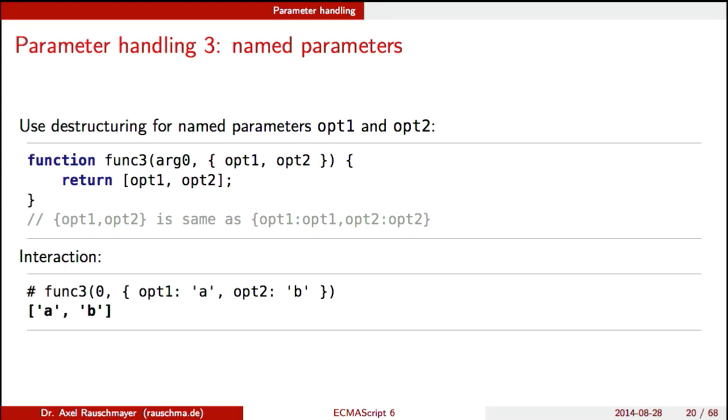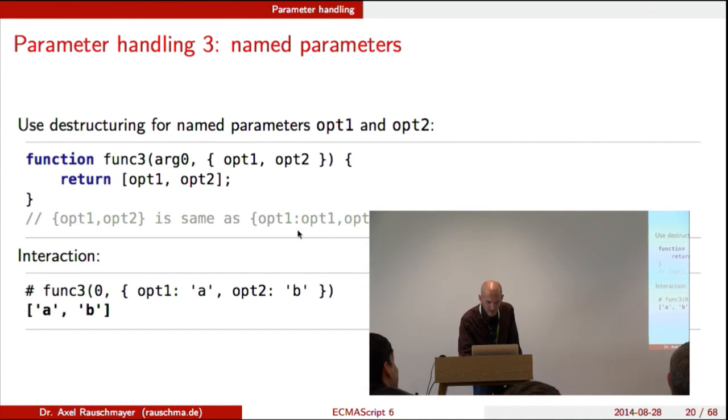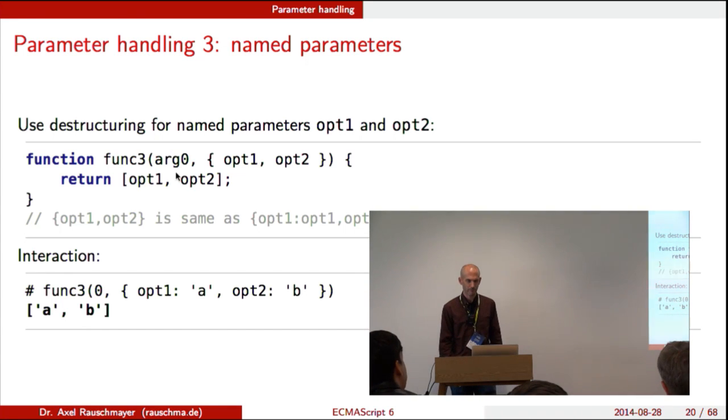And named parameters are cool. Who of you know Python? Okay, wow, quite a lot of people, cool. So in many other languages you have named parameters, as opposed to positional parameters, where the value is determined by the position where the argument appears.